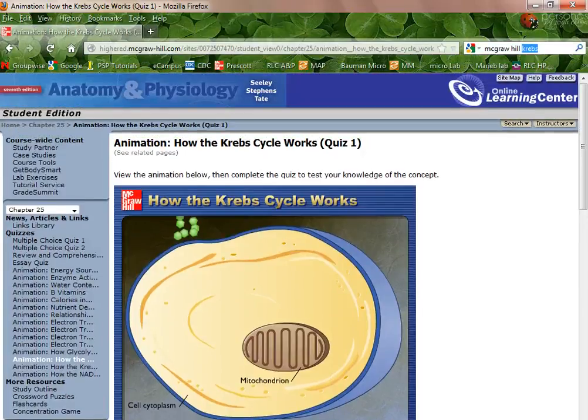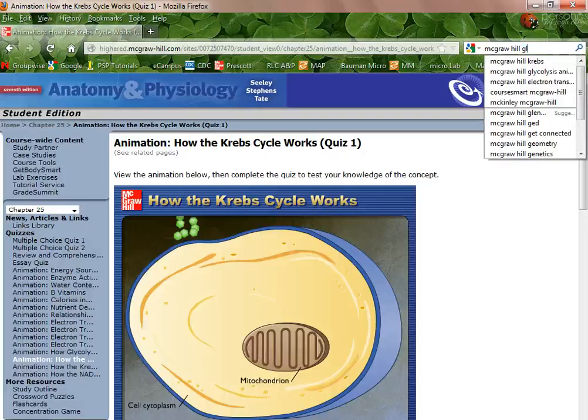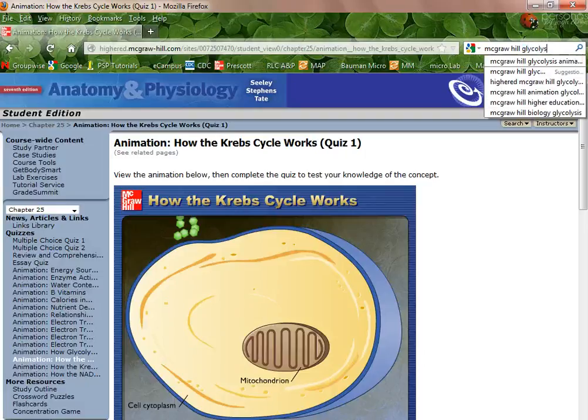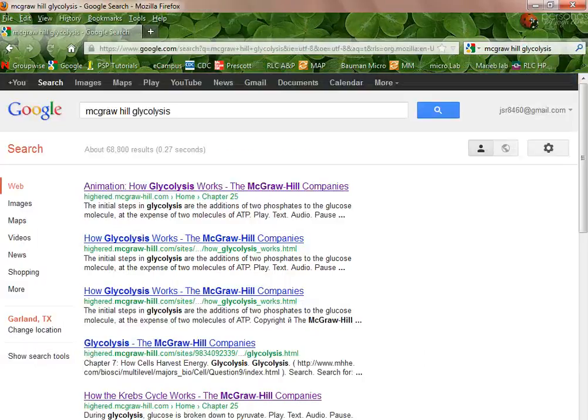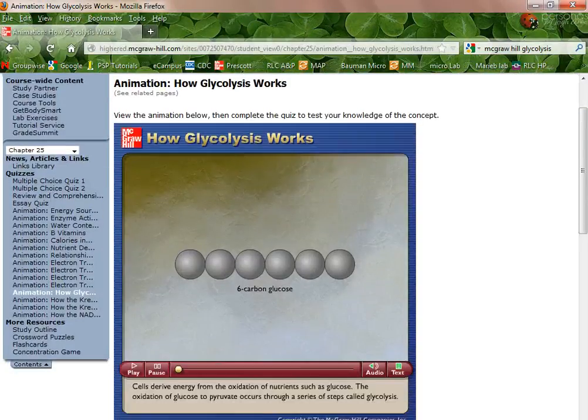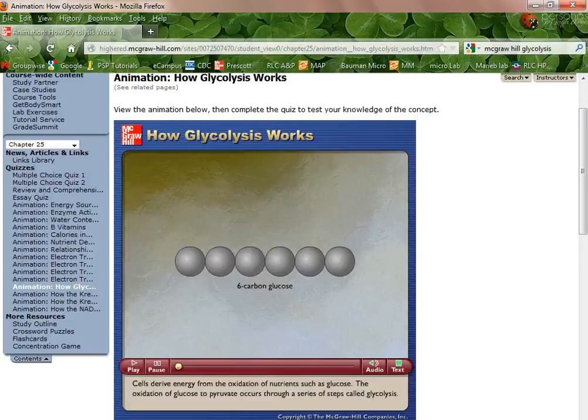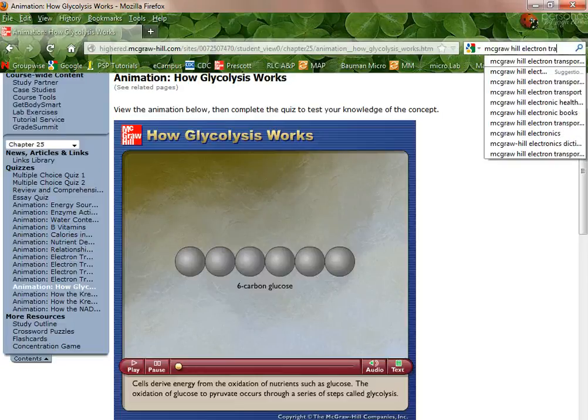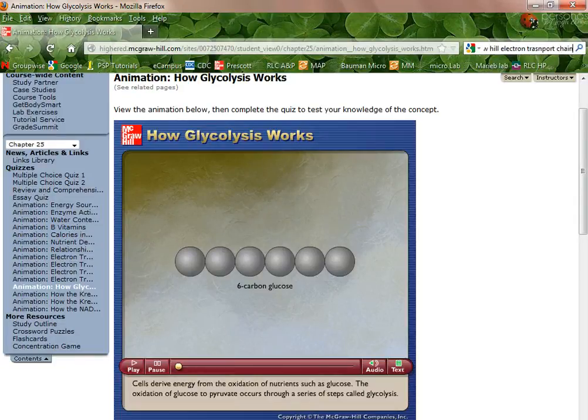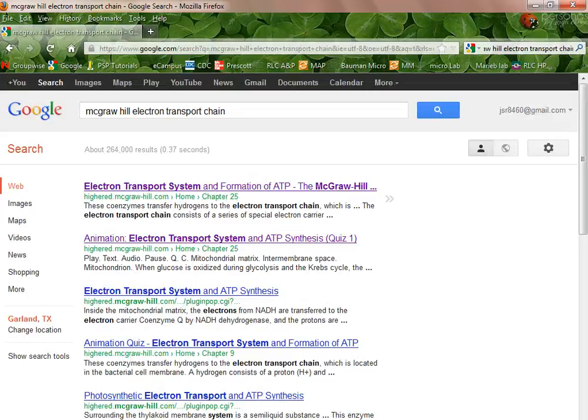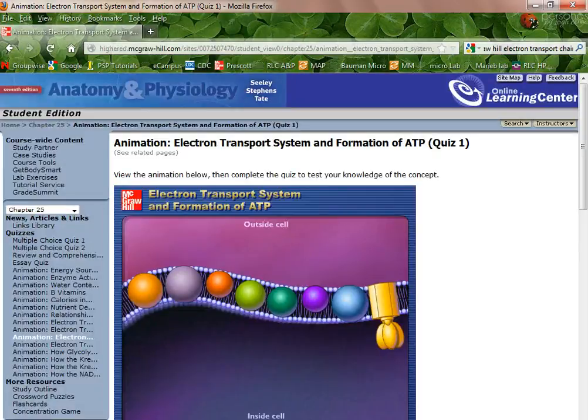Okay, now if I put in glycolysis into that search window, leave in McGraw-Hill. McGraw-Hill's got the best animations, by the way. Here's one on how glycolysis works. Okay. If you went in and you put electron transport chain, oops, let me spell this correct, you will end up with one on electron transport chain.